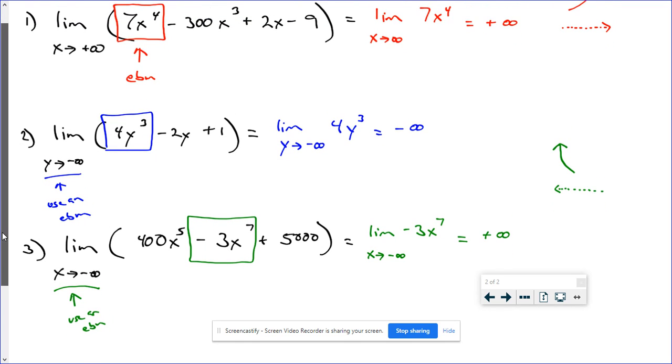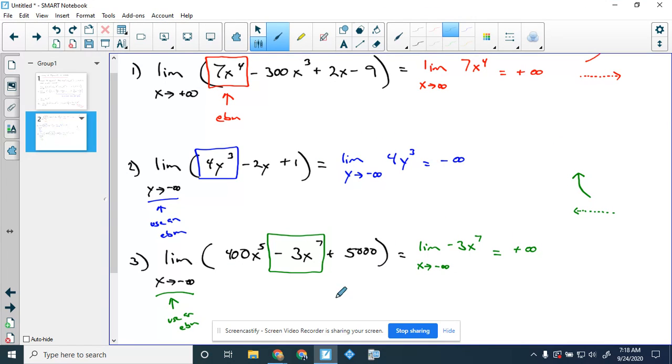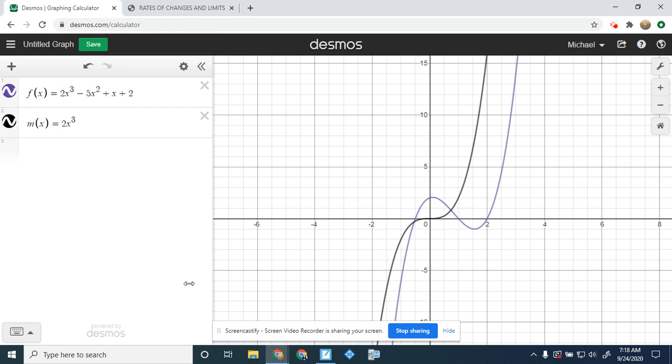One point I want to drive home is: are we saying that this function equals that function? Because I don't think they're equal, right? So let me give an example using Desmos here. If I pull up a Desmos graph, I have two polynomials. I have 2x cubed minus 5x squared plus x plus 2. I graph that. That's the purple one. And then I have 2x cubed. Now, 2x cubed is the end behavior model for this polynomial function.